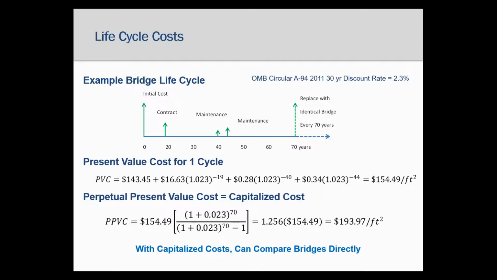However, we cannot compare the present value cost of a bridge that lasts 70 years to a bridge that lasts only 40 years because the outcomes are not equal. One way to compare different lifespan bridges is to use a perpetual present value cost, also called capitalized cost, by assuming the bridge is replaced after each cycle in perpetuity. For this bridge, the capitalized cost is $193.97 per square foot, which means again that if that amount was put away today, it could pay for the first cycle of the bridge and replacement of that bridge every 70 years forever. But what it really means with capitalized costs is we can now compare all of the bridges in the database directly.